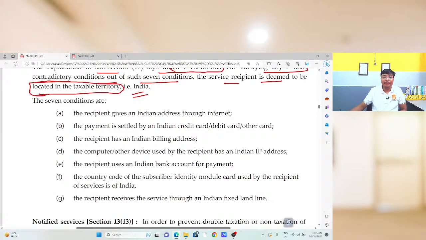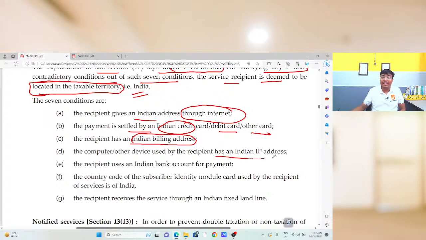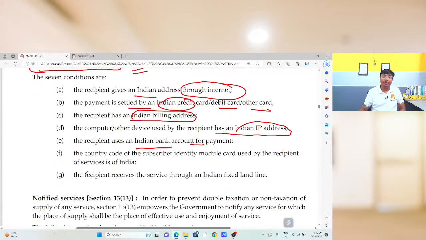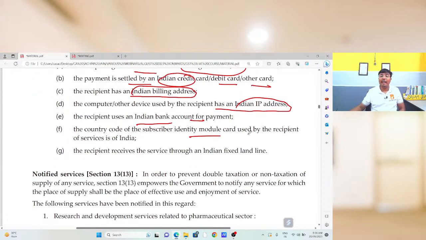The recipient gives an Indian address through the internet. This is foolproof. The payment is settled by an Indian debit card, Indian credit card, or other card. The recipient has an Indian billing address. The computer or other device used by the recipient has an Indian IP address. The recipient uses an Indian bank account for payment. The country code of the subscriber identity module card used by the recipient of service is of India. The recipient receives the services through an Indian fixed line.